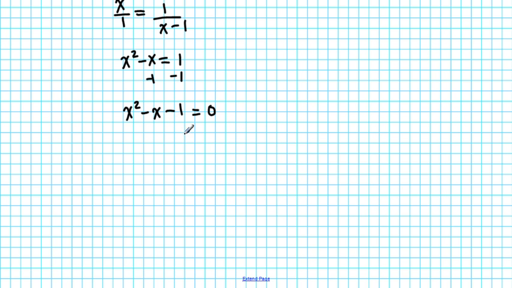This one cannot be solved by factoring because it's prime, so I can either use the quadratic formula or completing the square. I want to use the completing the square method here. So let's solve this by completing the square. First of all, I need these two terms isolated. Since this is not a perfect square trinomial yet, I'm going to add 1 to both sides. I'm going to have x squared minus x equals 1.